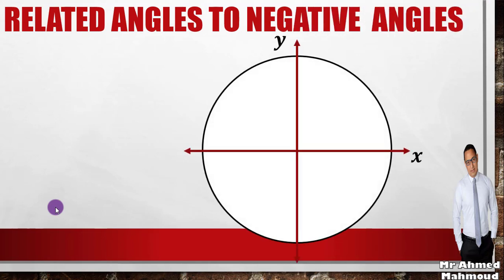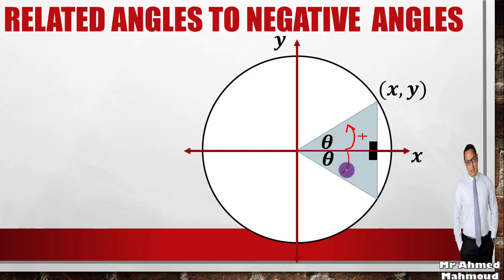Okay, the negative angles. First, if we have angle theta like this, the angle is related to the direction of the rotation. The rotation here comes from here to here, so it is a positive direction. Another angle comes from here to here, so its direction is negative. So this is theta and this is negative theta. The coordinates of theta are x and y, and the coordinates of negative theta will be x and negative y. So for theta and negative theta, x is the same but y changes.